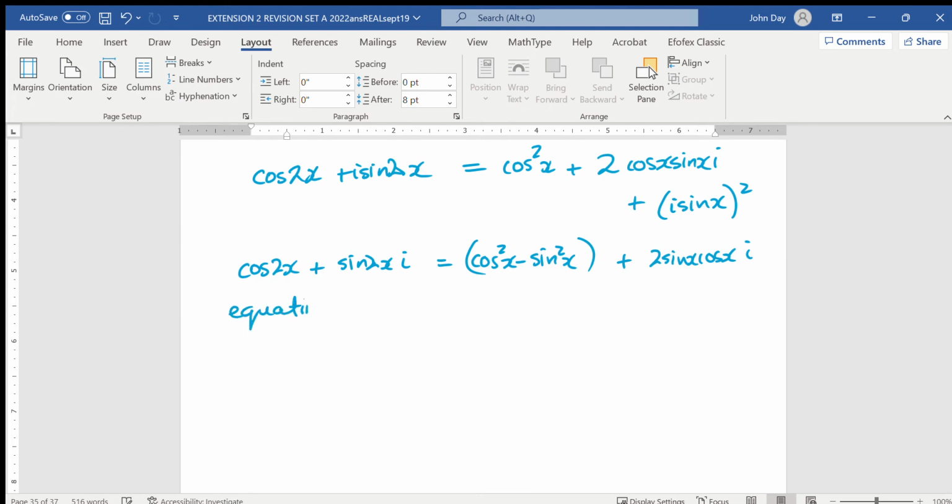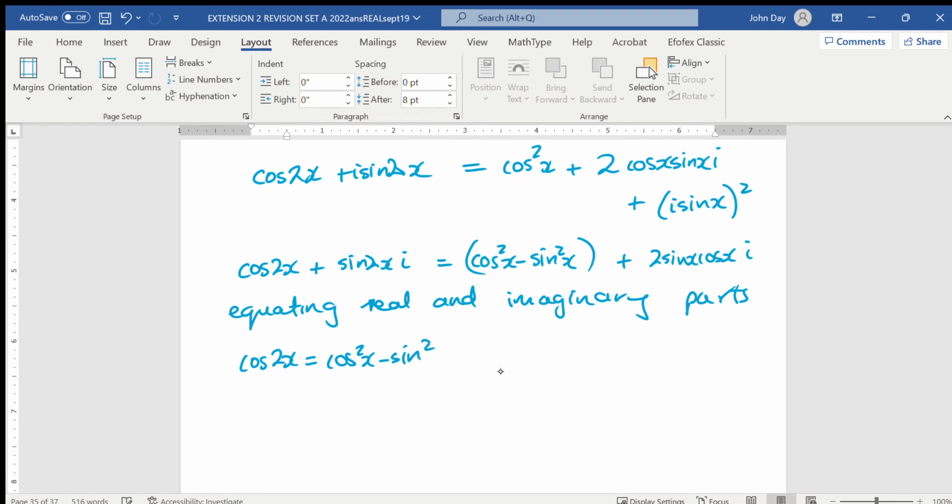I'll just write down equating real and imaginary parts. So equating the real parts together, we get cos 2x is cos squared x minus sine squared x, isn't it? Yeah. And sine of 2x is 2 sine x cos x.